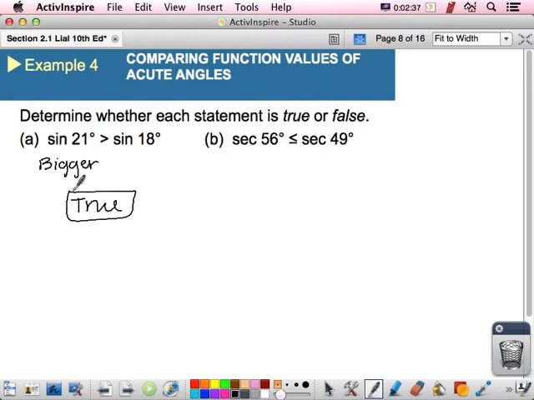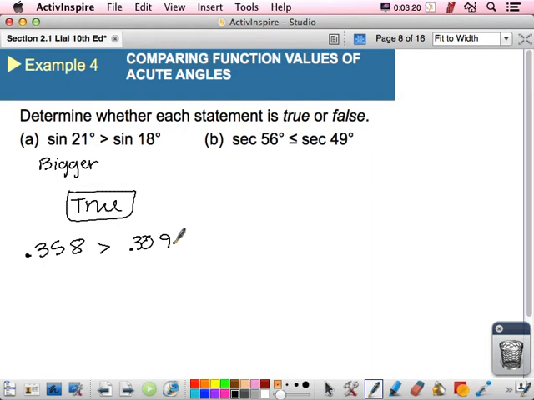What I recommend is going and checking it in your calculator right now. Put your calculator in degree mode, type in sine of 21, and tell me what it equals rounded to about the third decimal place. Did you guys get 0.358? So if you're not sure, you can type it in. 0.358 is greater than, what's the sine of 18? 0.309. Okay, so we get 0.309 if I type in sine of 18. Is that a true or a false statement?